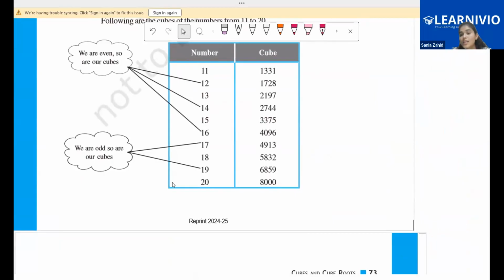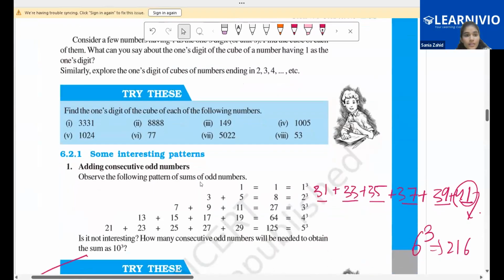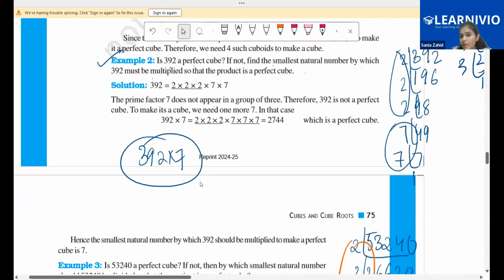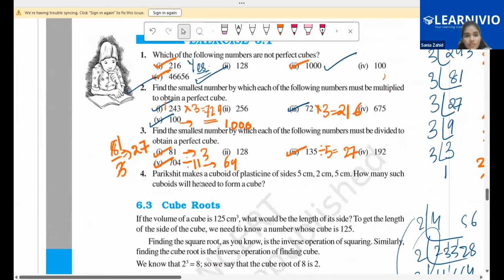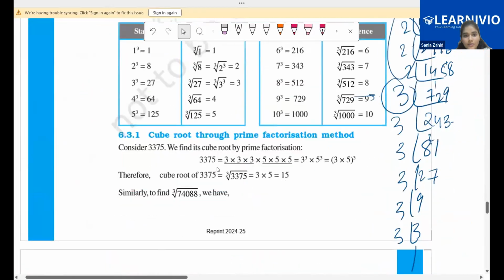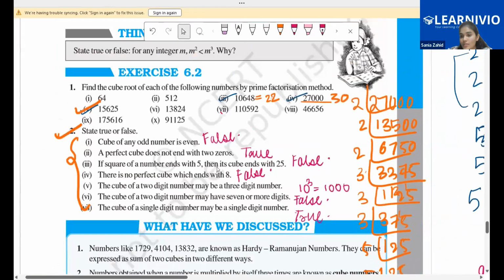in front of your table. Why? Because you'll have at least an idea that 11 cube is 1331. So if any question is asked in the exam, you can quickly do it. You should at least write it once, so that you know which number ends in what digit. This is a very simple chapter, not many concepts. This question was important, so practice it again whenever you are revising. All the other questions were simple.